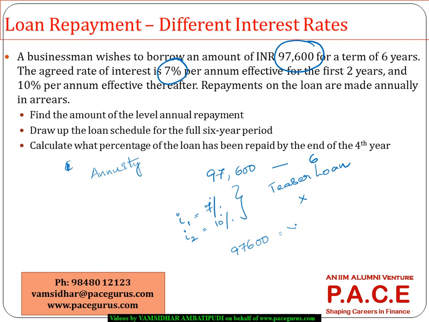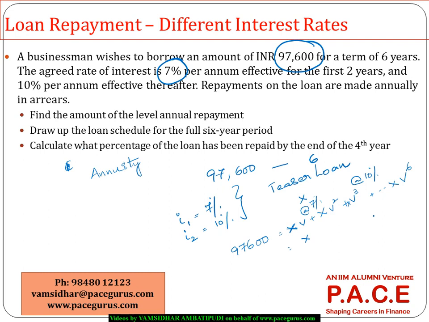So what is happening is the equation of value comes out as X into V plus X V squared, X V cube. I'm doing it up to X V power 6. But the V's are for each of the periods. So the first two periods, the V is at the rate of 7%, whereas from the third period onwards, whatever we are paying, this is at the rate of 10%.